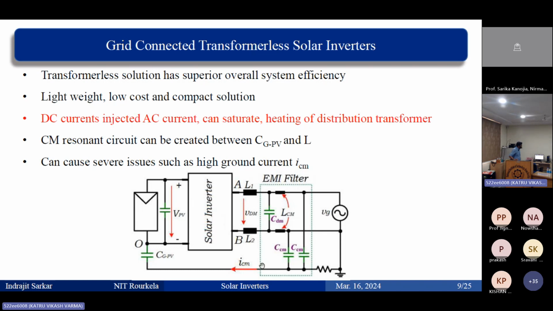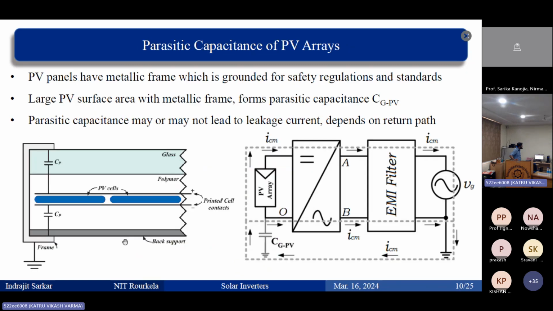So now this is the common mode leakage current. How it is flowing, that we'll see. Before that, let's see the parasitic capacitance which exists in solar PV. In solar PV, let's say this is the complete solar cell. Now we have polymer layers here, and then we have a glass, and then we have the PV cell. This is the PV cell, and this is the plus minus.